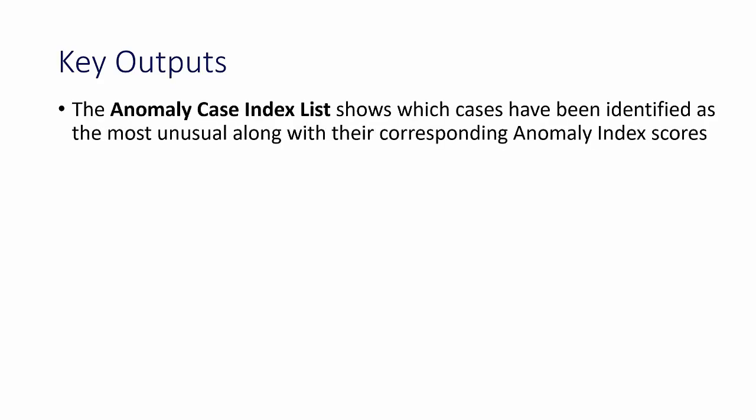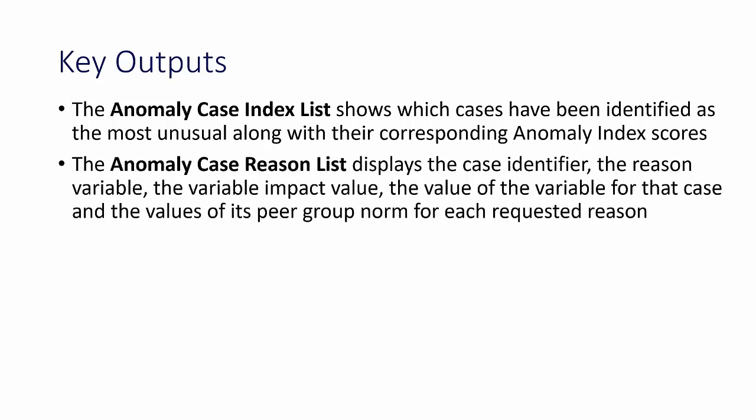Now, this procedure creates some key outputs, and it may help to start thinking about those before we actually run the procedure. One of the first things we'll see is an anomaly case index list. This is a table which shows which cases have been identified as the most atypical or unusual, along with their corresponding anomaly index scores. The anomaly index scores are a measure of how anomalous that case is. The higher the value, the more unusual or atypical it is.